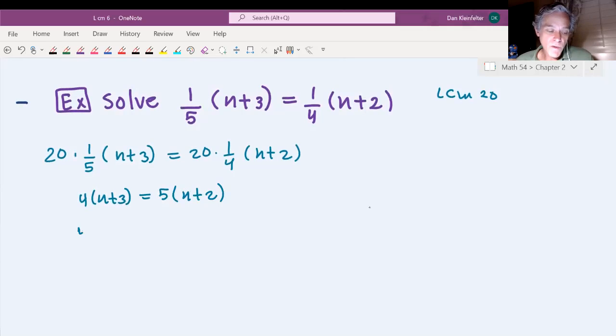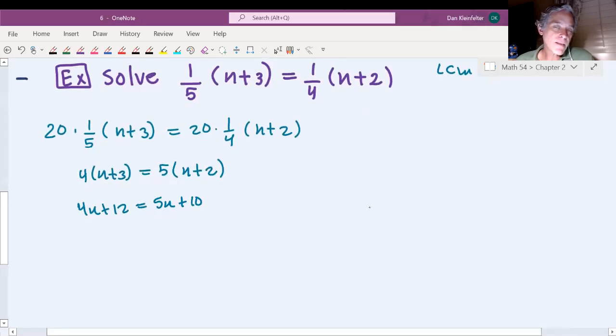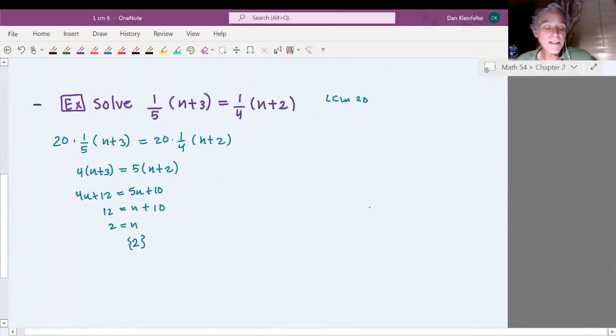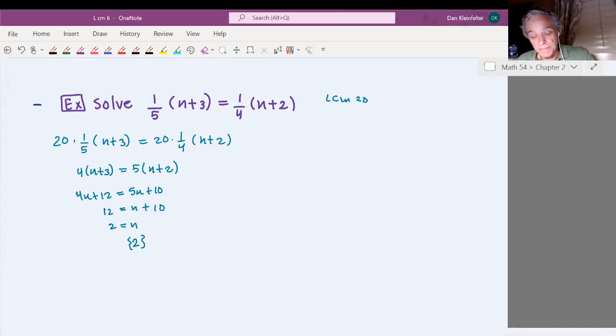Okay, distribute to remove the parentheses. Then this time I'm going to collect the variables on the right side, just so that we can have a positive number next to the n. Okay, so 12 will be n plus 10. Subtracting 10 from both sides will give us an n of 2. Okay, and that will do it. If you had distributed in the first place, you would have just more fractions in it, but we would still end up multiplying both sides by 20.